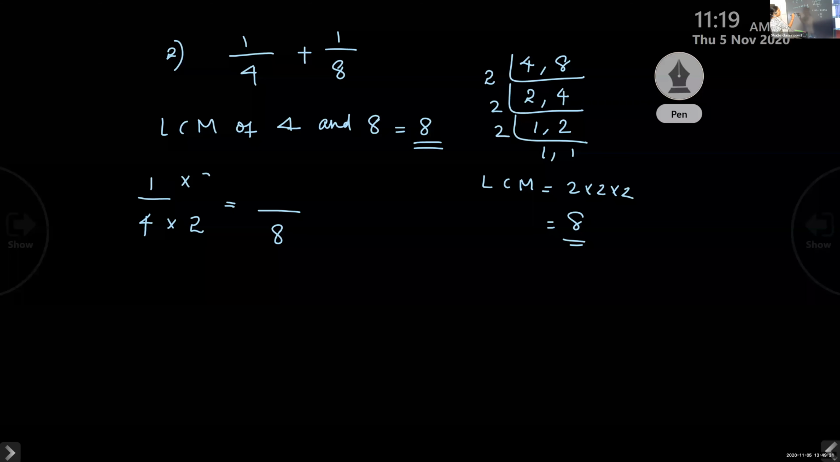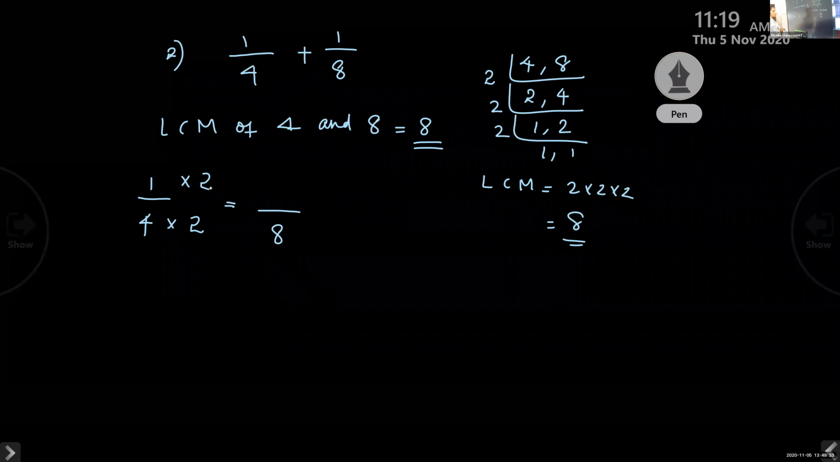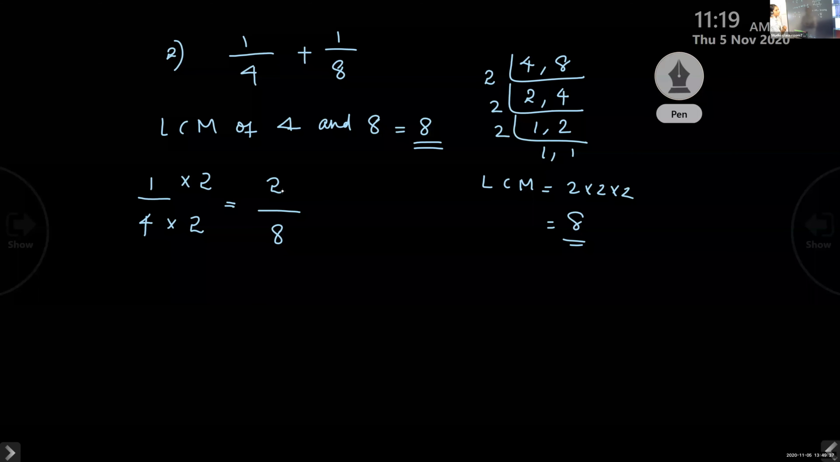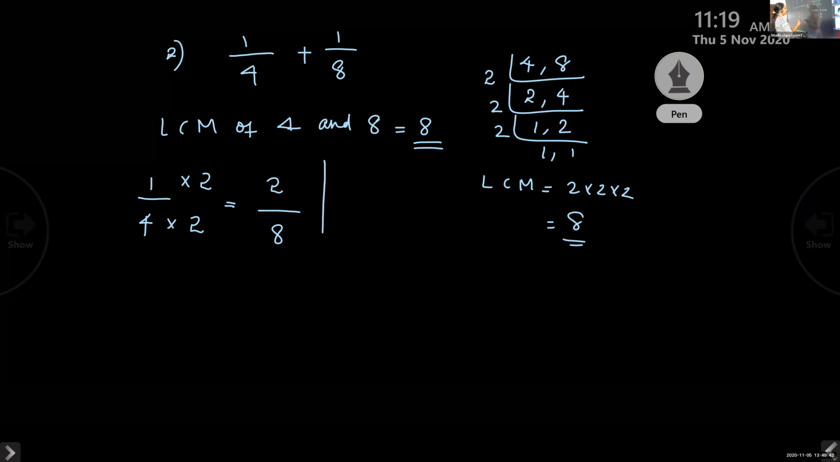Again, you do this to the numerator, here at the numerator, the top, also. It is very important. 1 into 2 is 2. So 2 by 8. Okay, children. Now, the next one is 1 by 8.